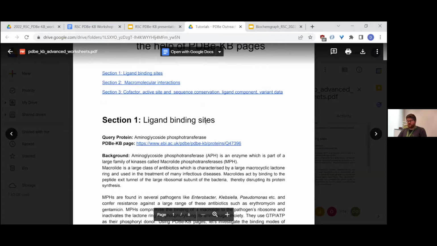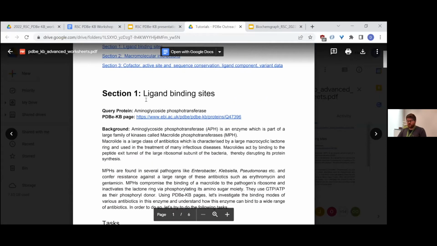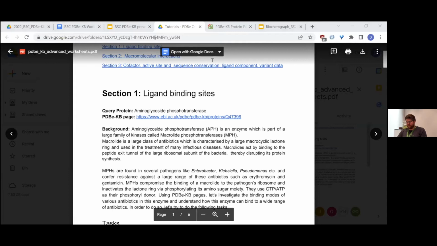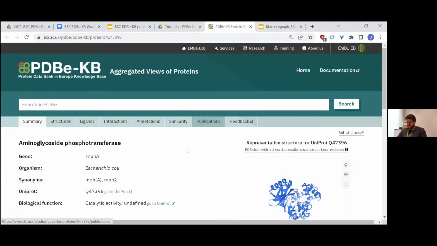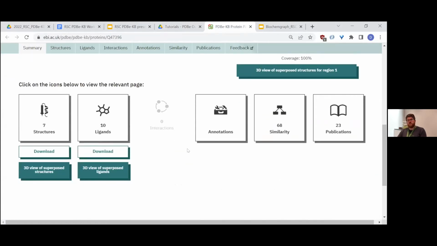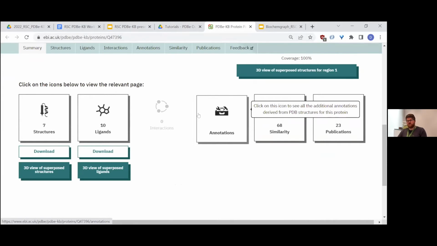So this is split into 3 sections. The first section is on ligand binding sites, and these each use a specific Pdbkb page as an example. So I can open that and show you where, if I can move my sharing box. So this goes to this particular Pdbkb page, and all the questions are then related from this particular page.